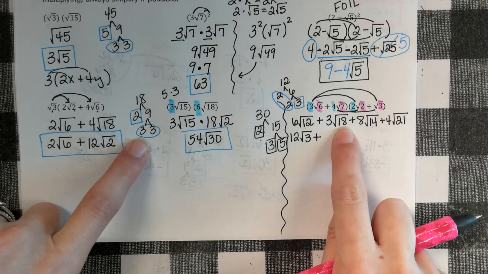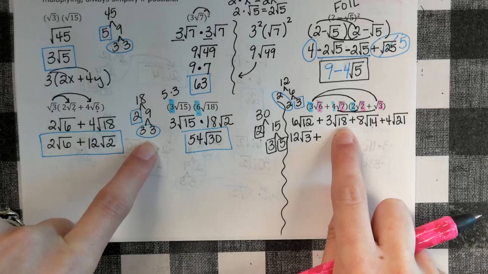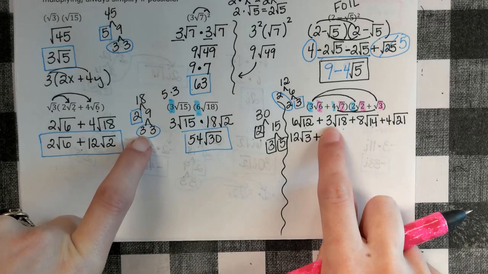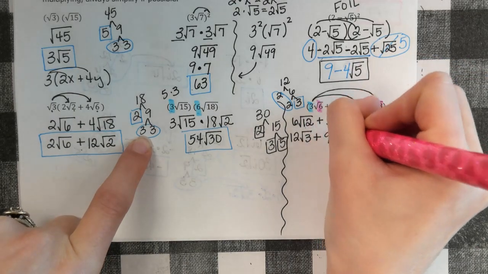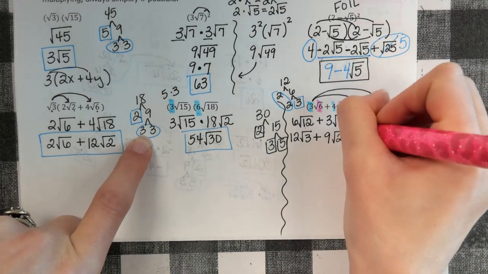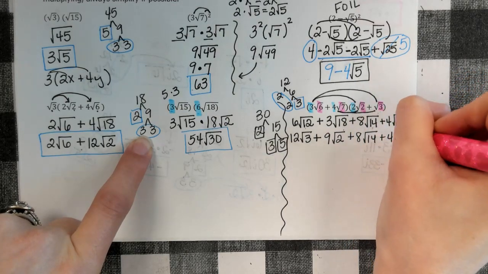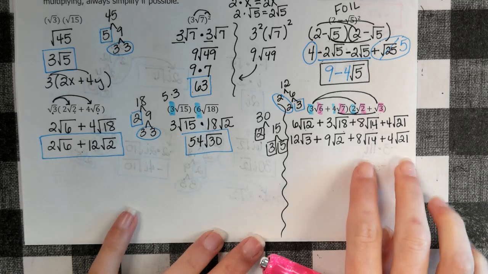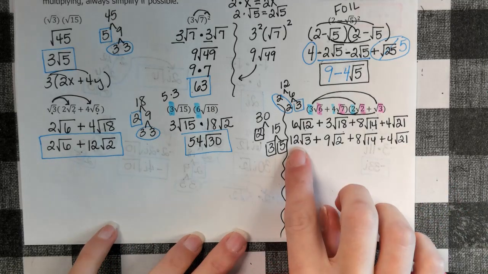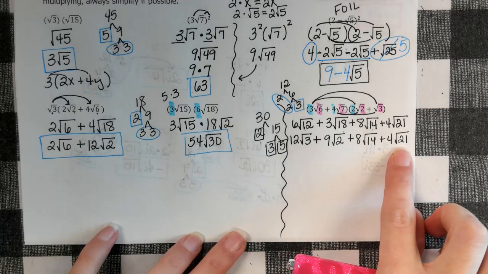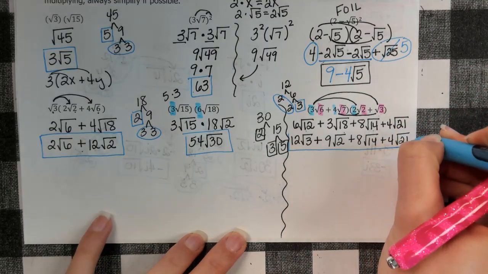18 simplifies to a pair of 3 with a 2 left over. So I take the pair of 3 and multiply it by the coefficient 3. 3 times 3 gives me 9 square root of 2 plus 8 square root of 14 plus 4 square root of 21. Again, 14 and 21, I won't be able to make pairs, so I'm not going to simplify. Can I add anything now? No. So even though it looks weird, that's my simplified answer.